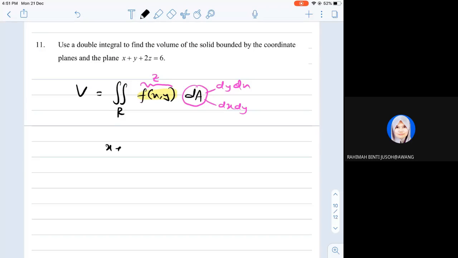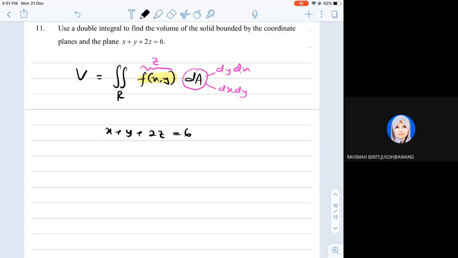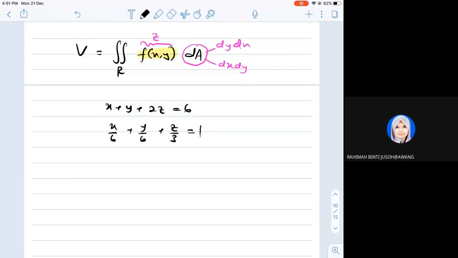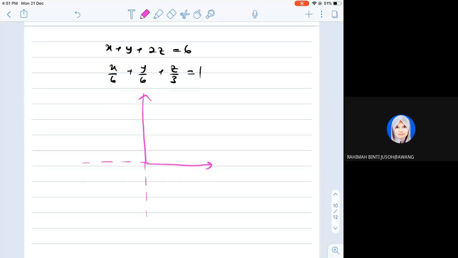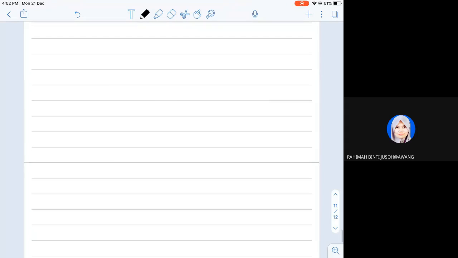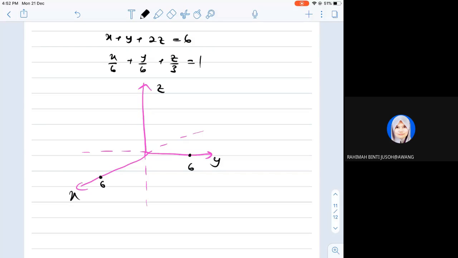So in this case, okay guys, what happened here? We have x plus y plus 2z equals to 6. So if we sketch the graph in 3D, let us use the intercept form. We have x over 6, y over 6, z over 3, isn't it? Equals to 1. So we will have x, y, and z. So we have 6, y also 6. Oh, sorry. And then z equals to 3. So we will have this plane.